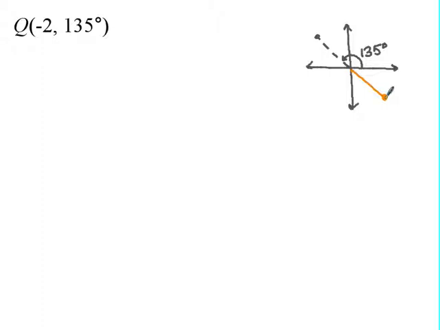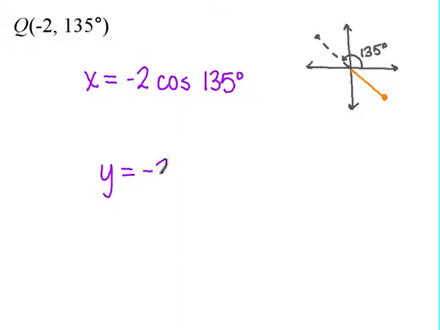Now when we go and solve this for x and y, we'll take that into account. So x we know is -2 cosine of 135, and y will be -2 sine of 135. So all I need to do is plug in what I know. I know that cosine of 135 is what? Cosine of 135?